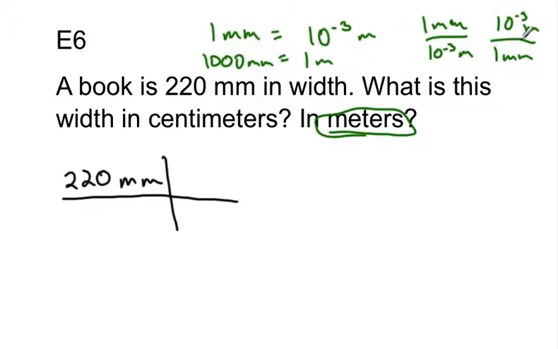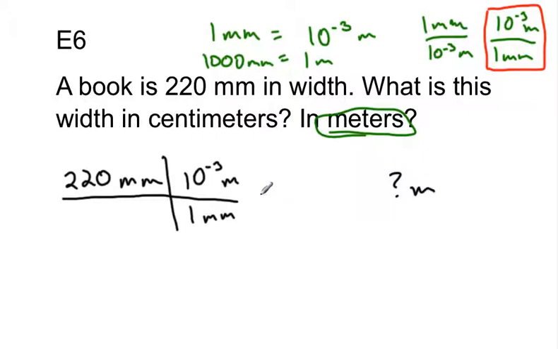So I'm going to use one of these though. Millimeters is on top here, so I want this one because it has millimeters on bottom. That way millimeters will cancel out with millimeters. So I'm going to put that in: 10 to the negative third meters over 1 millimeter. I multiply this out, and this would give me meters. So whatever that equals would get you meters.